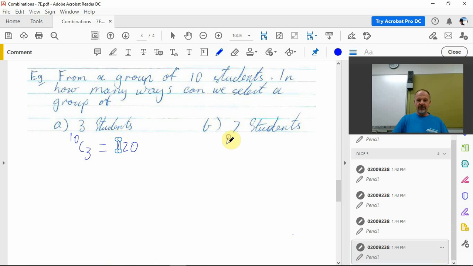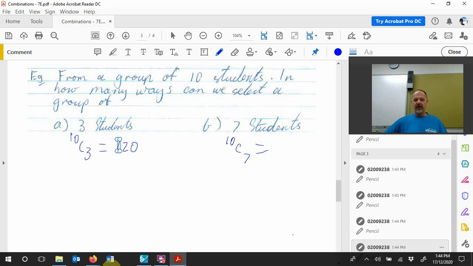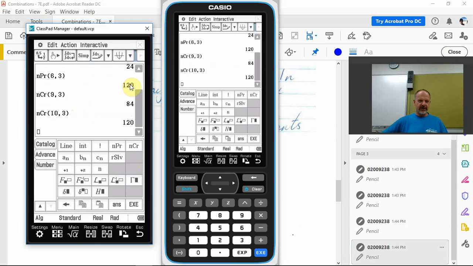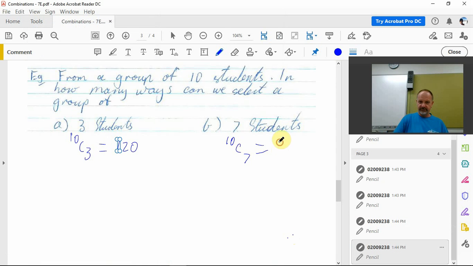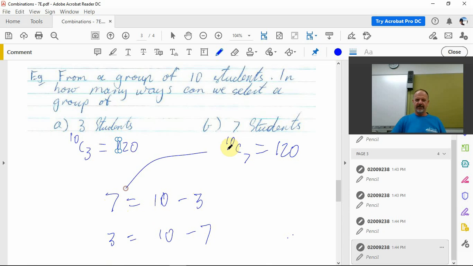7 students, well that's 10C7. If I go to the calculator, 10C7, I can just change that to a 7. 120. Now, you'll notice from that, though, that 7 is 10 minus 3, and 3, of course, is 10 minus 7. So these two are actually linked together, in that to get the other one, you take away this one.